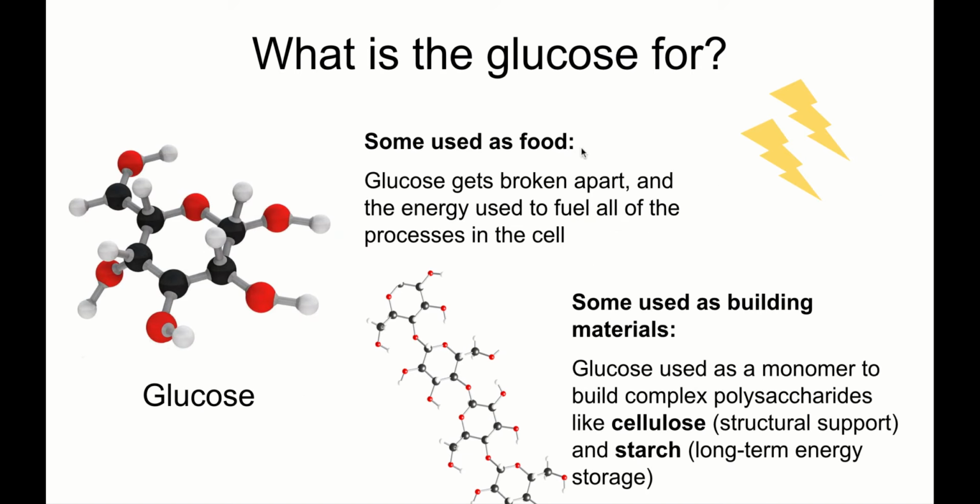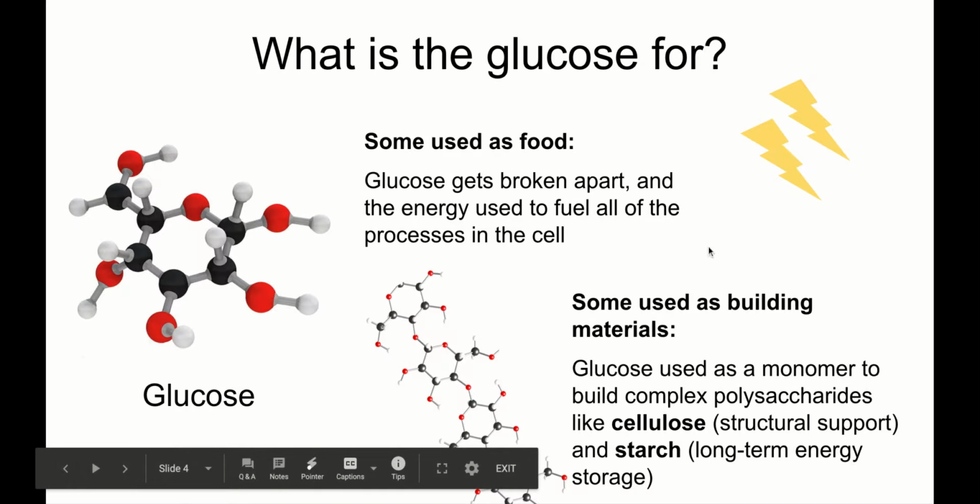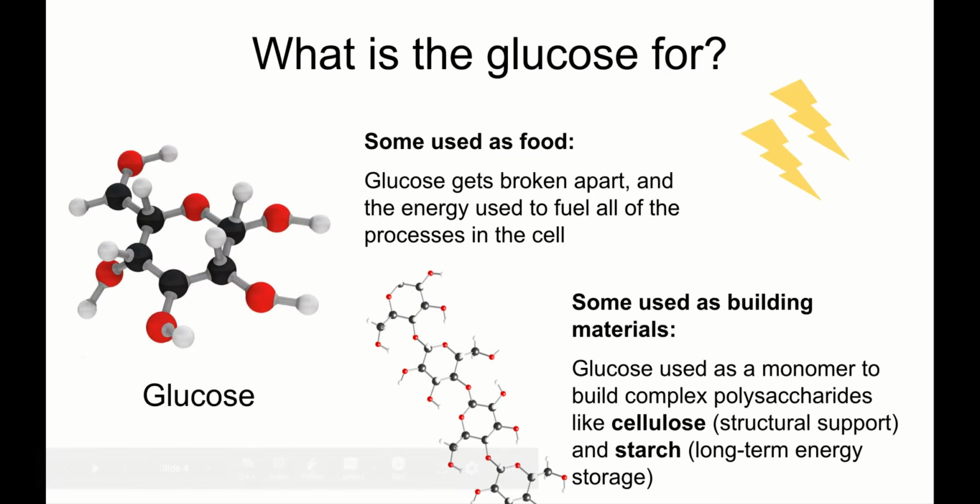We said some of the glucose gets used as food. It gets broken apart and the energy is used to fuel all of the processes in the cell. Some of the glucose is used as building materials. It's used as a monomer to build complex polysaccharides like cellulose for structural support or starch for long-term energy storage. Again, this is a really important slide, so if you didn't have these details in your notes from last week, just take a moment, add these to your notes now.